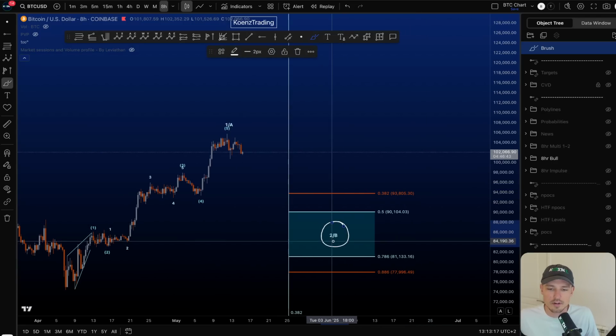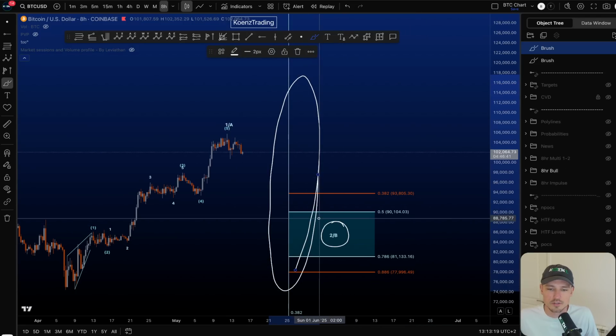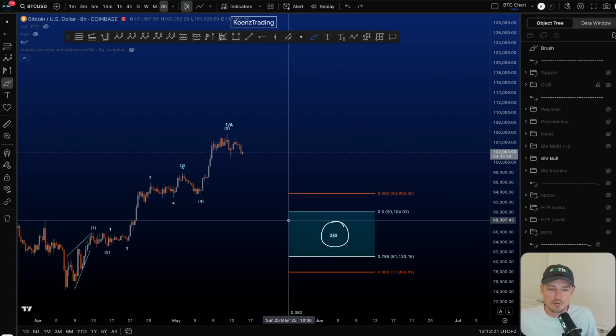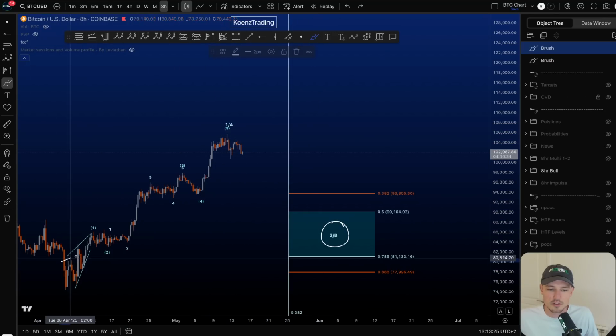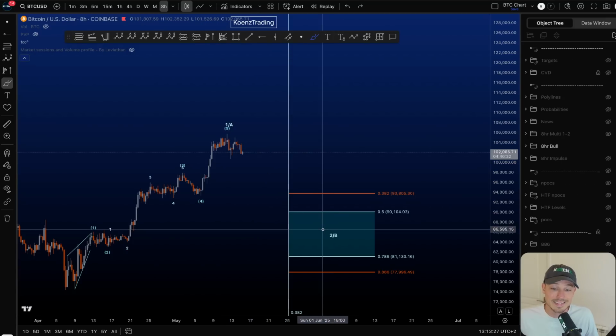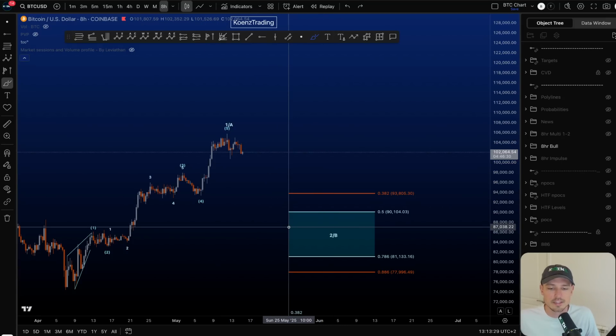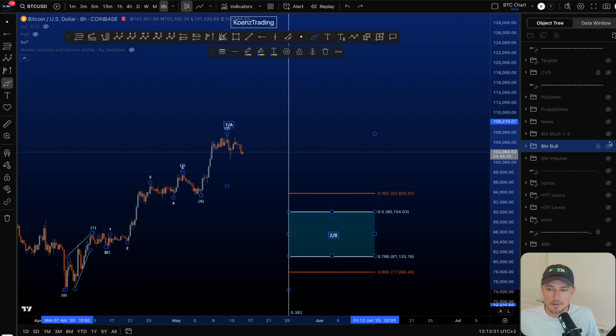You would also like to end wave 2 or B after this vertical line on my chart, which is a fib time taken from the start to the end of this move towards the upside, comparing 1 or A with 2 or B in time, and the 0.382 is sitting on the 25th of May.